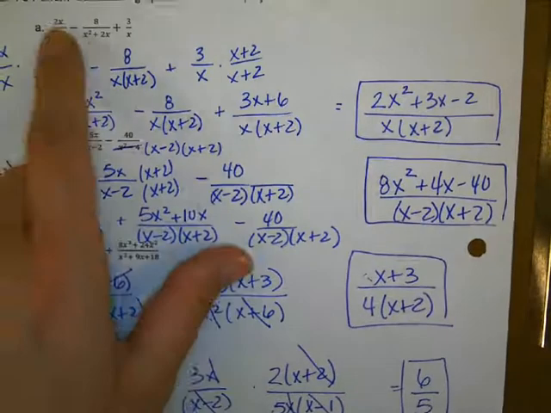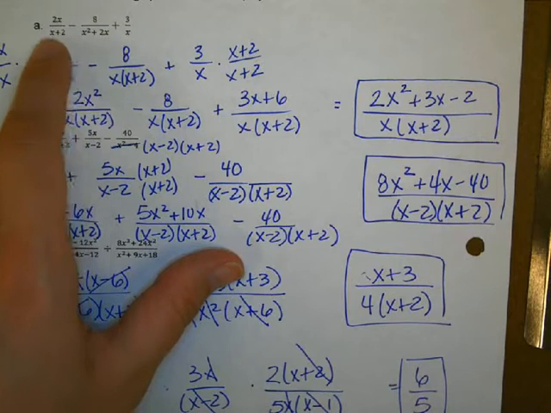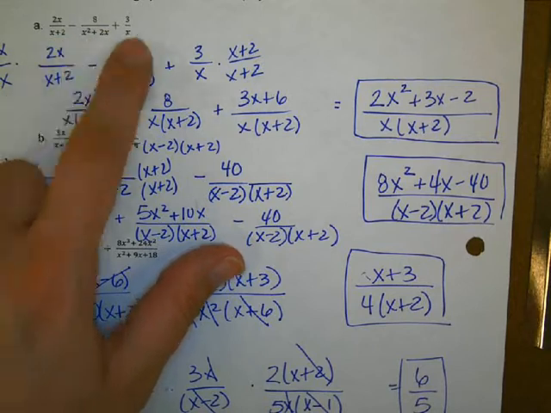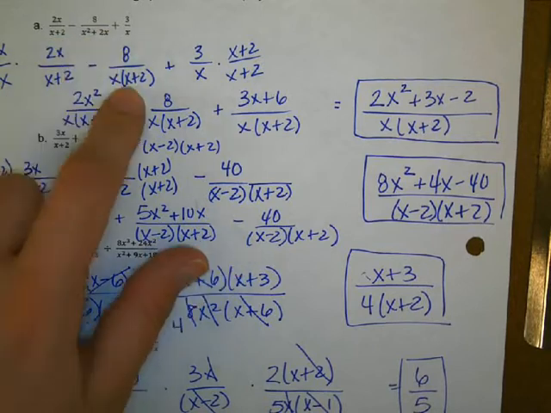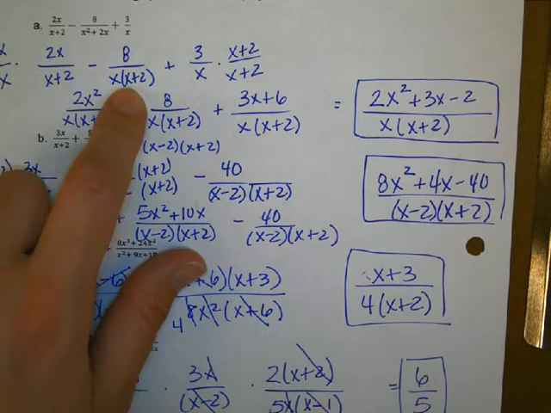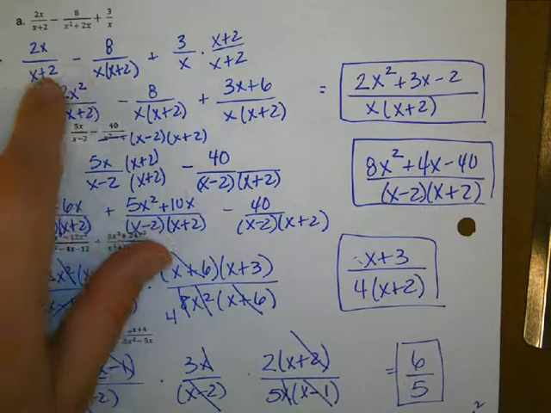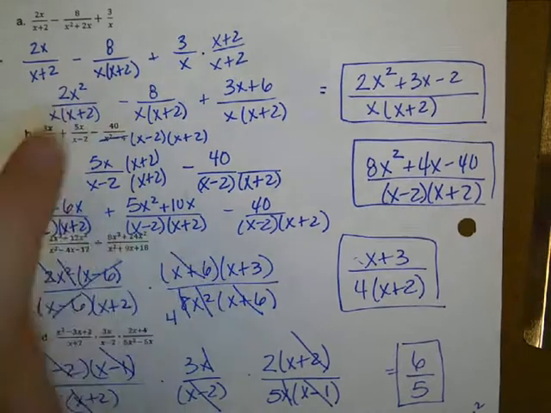When you're adding and subtracting fractions, make sure you factor all the denominators. So here, all I could do was factor out an x. Then I noticed I have two pieces. I have x plus 2 and an x. Those are my two pieces of my denominator.